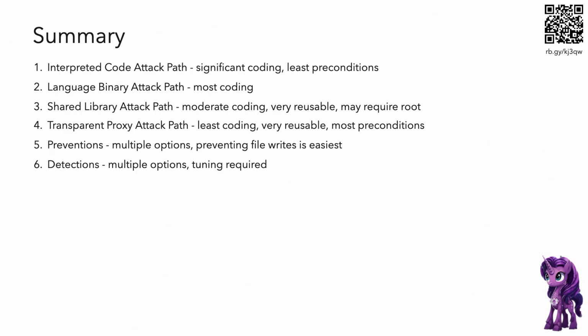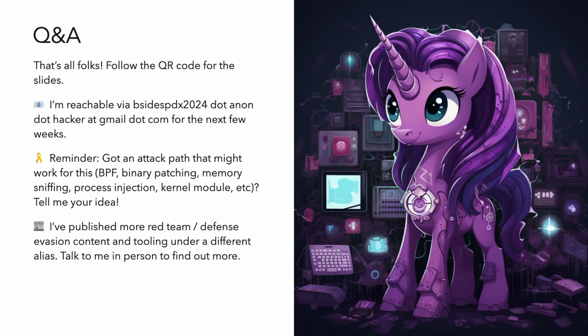Transparent proxy is awesome, and you should use it. Try it out, just because of how fun it is. Very little coding, very usable. Oh my God, why didn't I just do what Micah said and just set the proxy as an environment variable? And then for preventions and detections, you've got lots of options. My God, if you can just lock down writes to files, you can walk away, at least for the examples that I've shown. And all of your detections, you're going to need some tuning. And that's all I wrote.